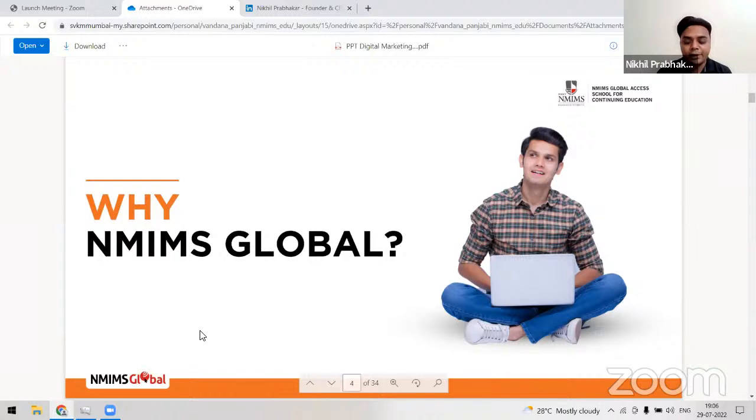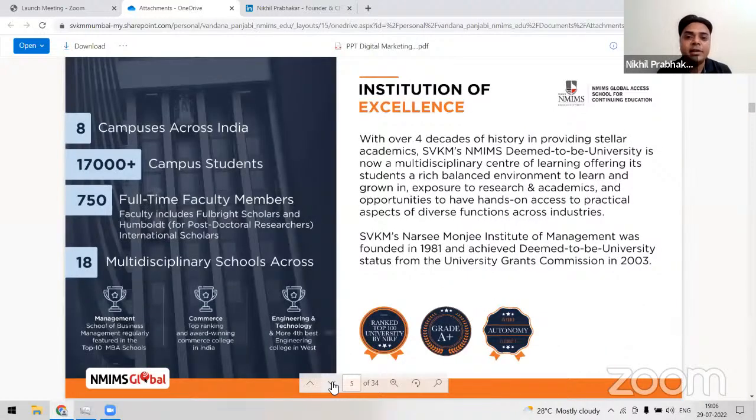Let's talk about why you can look forward to something like NMIMS Global. First of all, it's a reputed brand. It's an institution which has been demonstrating excellence. So let me just talk about some of the accolades, or achievements which are already there. To look at the credibility part, there are 8 campuses which are being run across India. Approximately 17,000 plus campus students are live at any point of time.